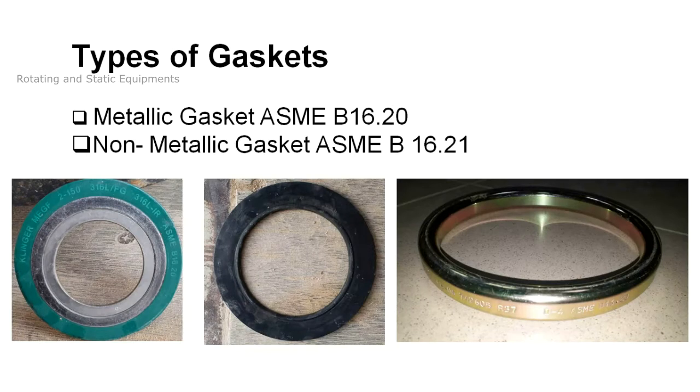Next, types of gaskets. From the gasket, mainly we have two classifications. One is metallic gasket and the second one is non-metallic gasket. ASME B16.20 stands for metallic gasket and ASME B16.21 stands for non-metallic gaskets.